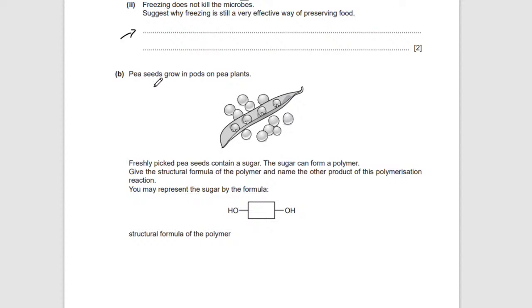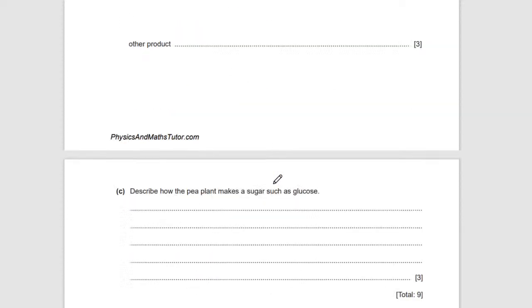The next one says that pea seeds grow in pods on pea plants, and freshly picked pea seeds contain sugar. The sugar can form a polymer. Give the structural formula of a polymer and the name of the product of this. This is not that related to physical and chemical changes, I would say, so I'm just going to skip that. But a good product of this would be water. We have not yet learned polymers in this live stream, so I'm not going to do that question right now. And it says describe how a pea plant makes sugar such as glucose.